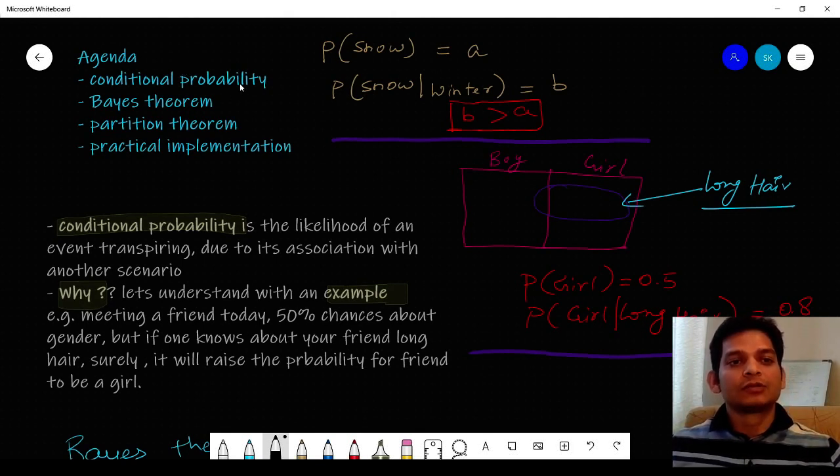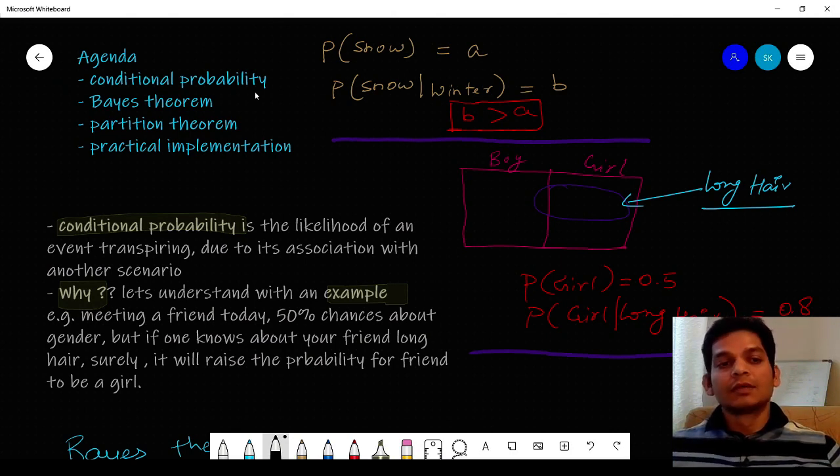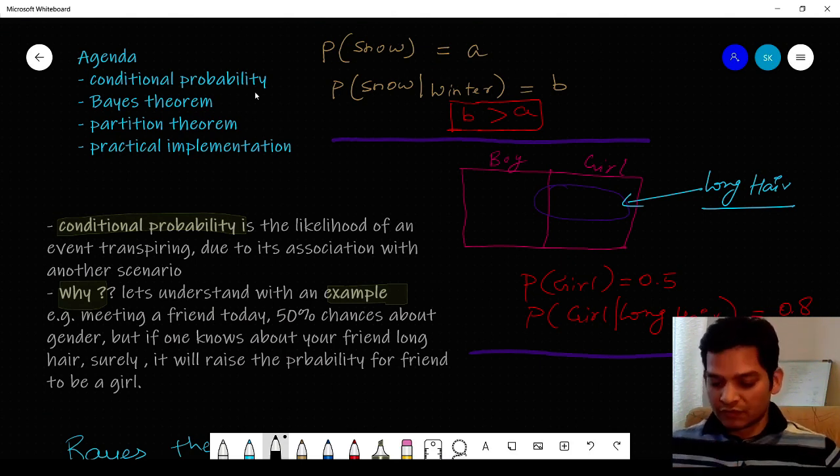Today we will discuss the Bayes theorem and its related topics. The agenda for the video is: first we will discuss conditional probability, then we'll jump to the Bayes theorem, then the partition theorem, and we will take a very nice practical implementation where we will try to implement everything we learn in this video.